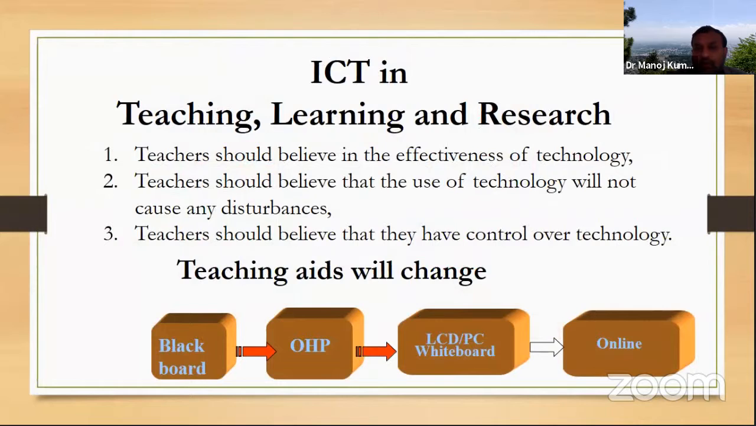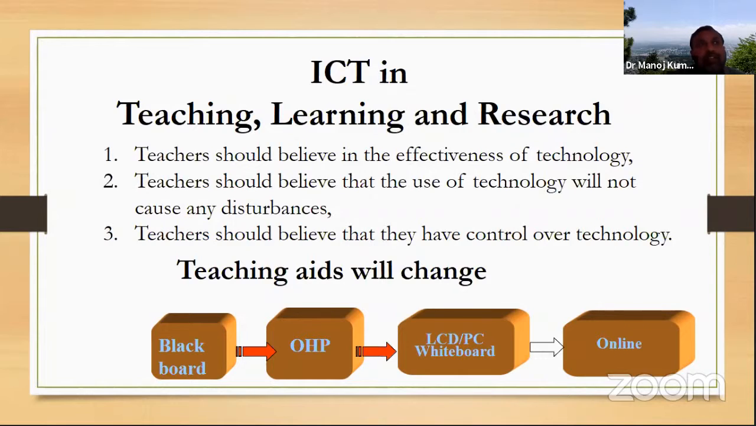So for that, what we essentially need is that the teacher should believe in the effectiveness of technology. As human beings, there's a natural phenomenon that we have hindrances or resistance to adopting new things. So first of all, as a teacher, we have to believe in the effectiveness of technology. The teacher should also believe that the use of technology will not cause any disturbance.